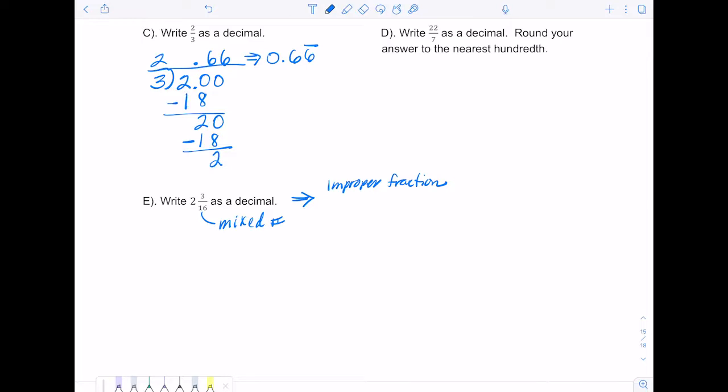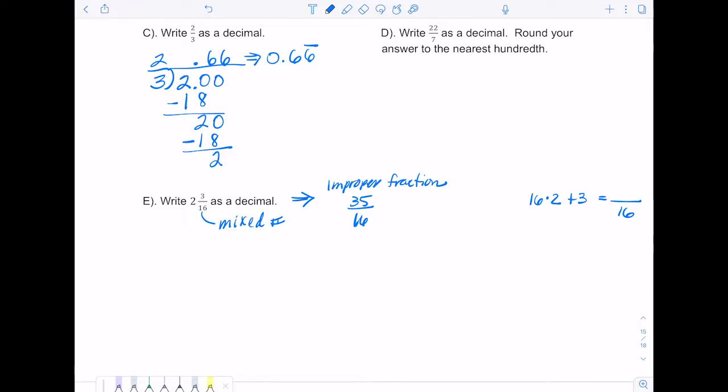To do that, I'm going to multiply 16 times 2. 16 times 2 gives me 32. And then I'm going to add 3. 32 plus 3 gives me 35. And then you just put it back over the denominator, which is 16. To get that 35, I'll make a little note here: I did 16 times 2 and then plus 3. Then you put it back over 16. So your answer is going to go over whatever the denominator was.